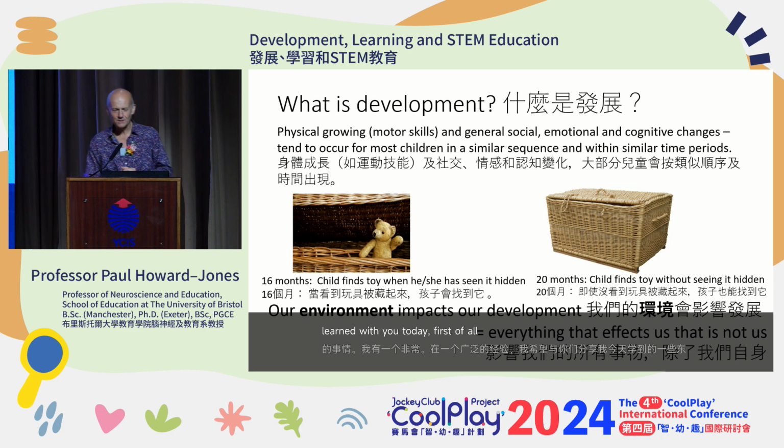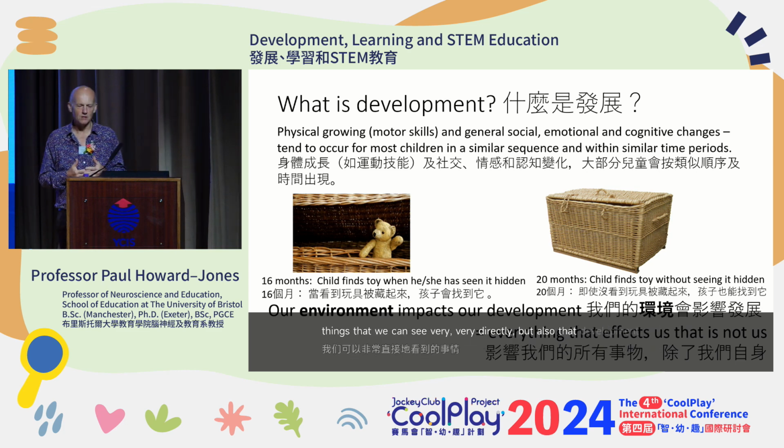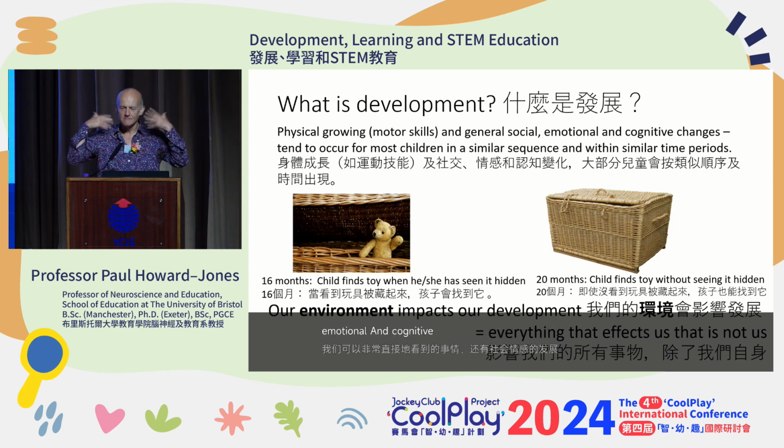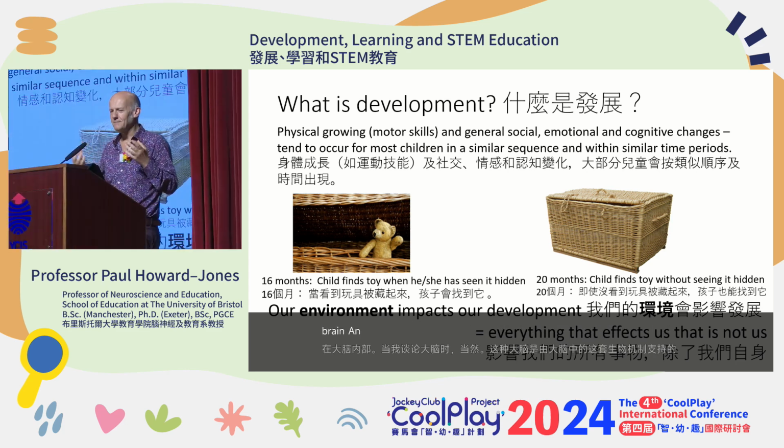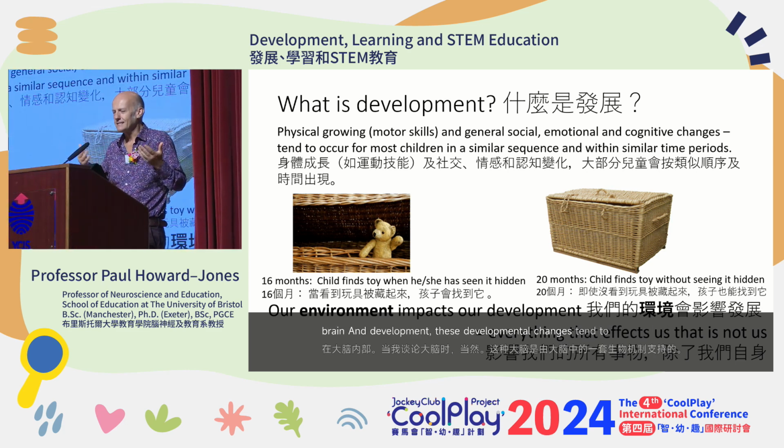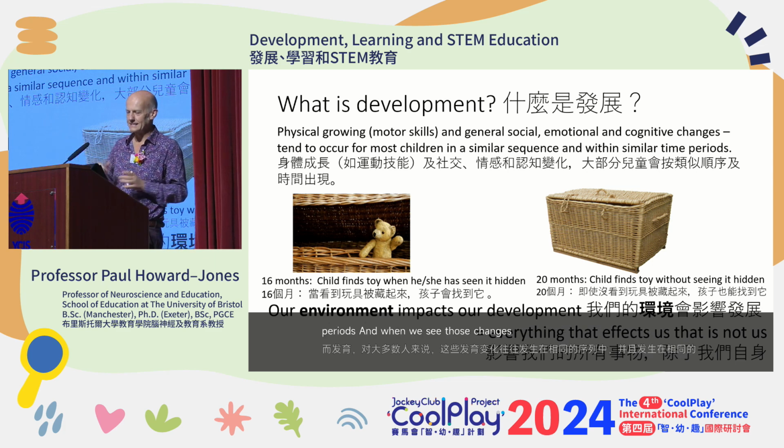First of all, what do we mean by development? Development involves physical growing, and I think that's a lot of the things that we can see very directly, but also that development of social, emotional, and cognitive changes inside the mind. And when I talk about the mind, of course, that mind is supported by this biological set of mechanisms in the brain. And these developmental changes tend to happen in the same sort of sequence for most children and within the same sorts of time periods. And when we see those changes occur, we call that development.